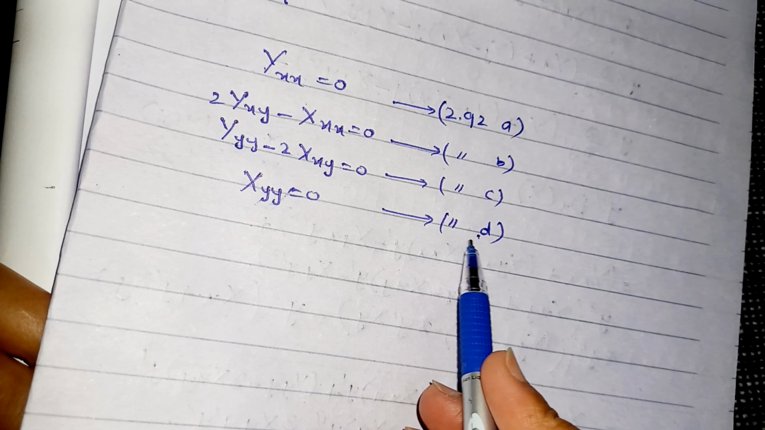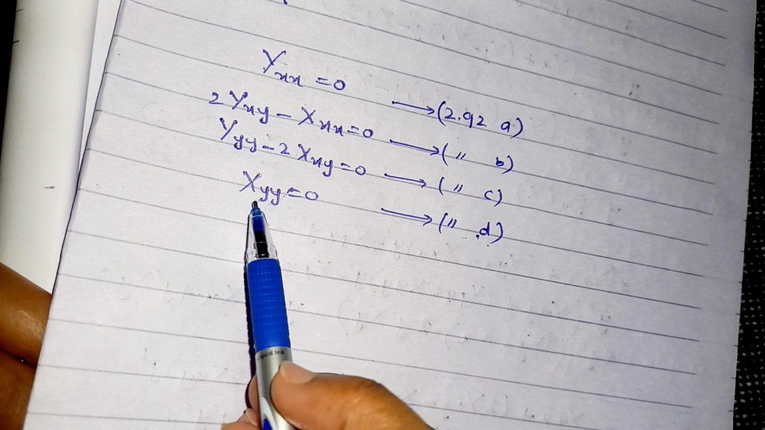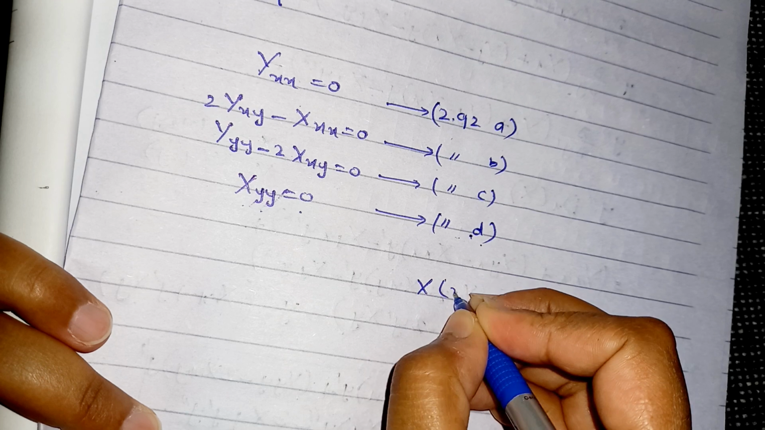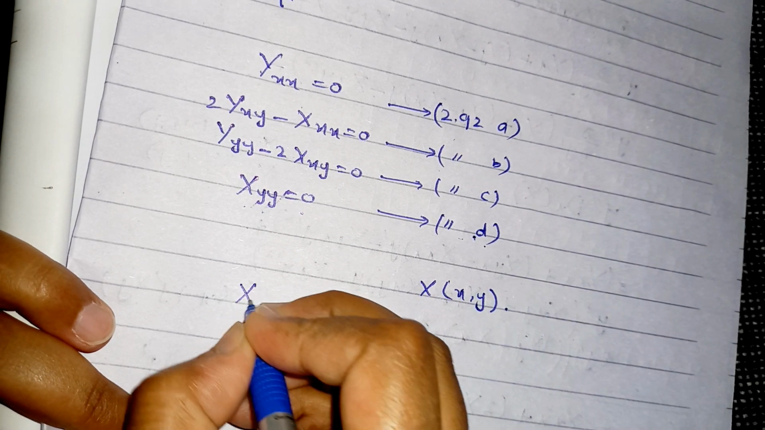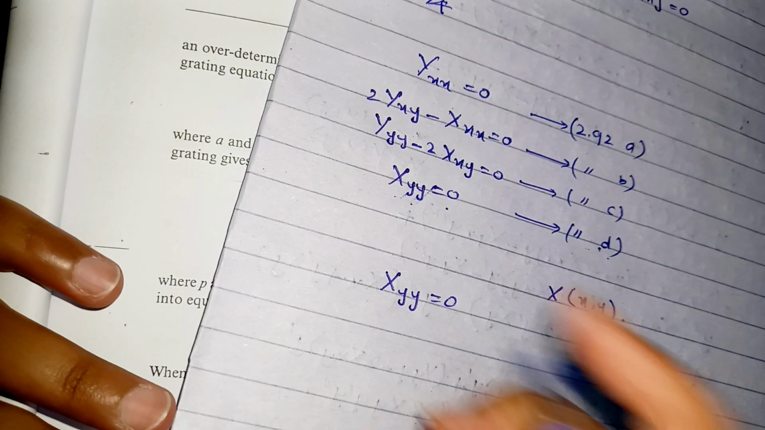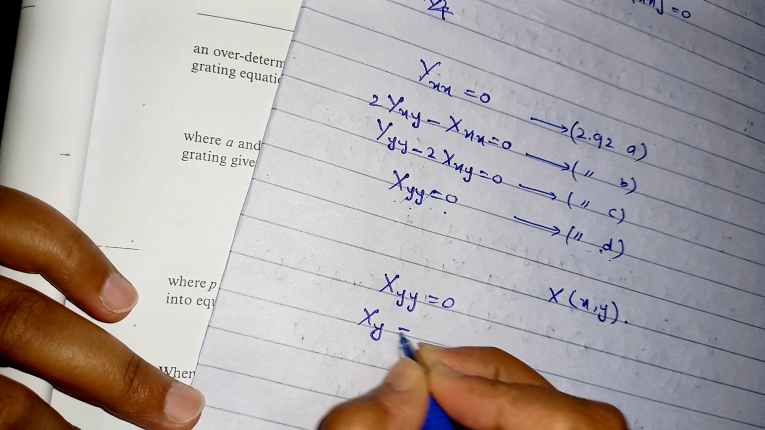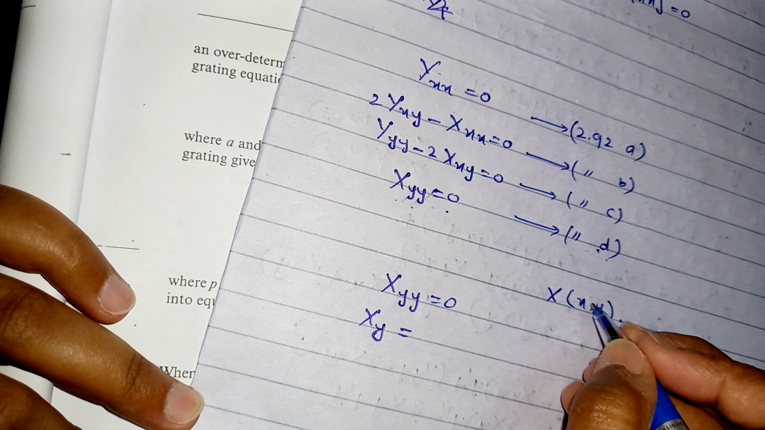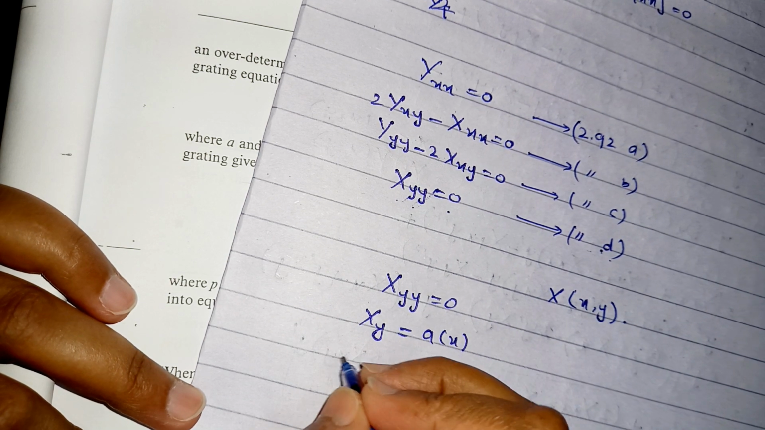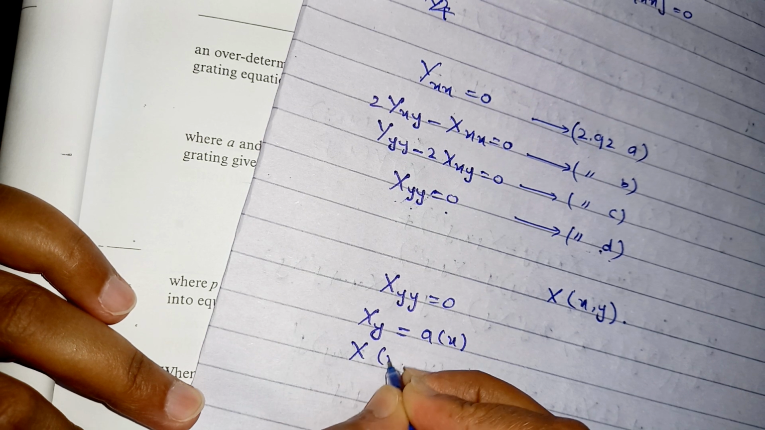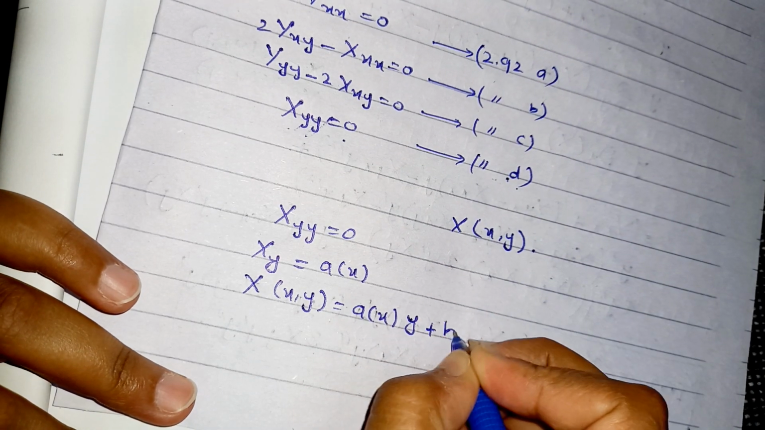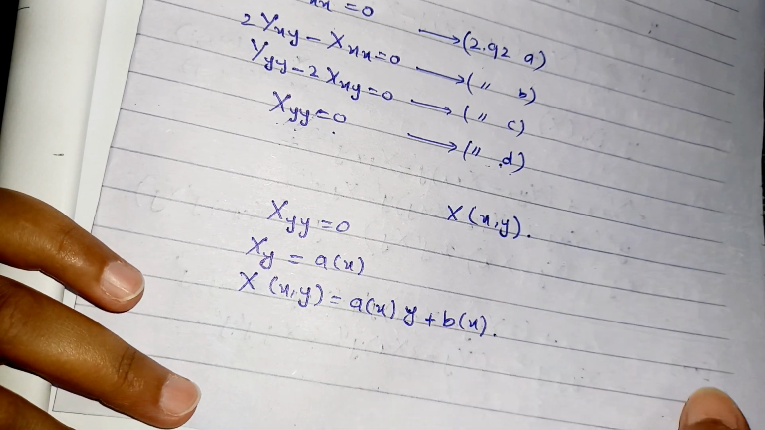Okay, now students, integrating equation number 2.92d, that is x of yy that is equal to 0. Now students, as you know, x is a function of two variables like x and y, and you want to integrate it with respect to y, then definitely what you will get over here, like if you integrate with respect to y first, then you will get a constant of the function x, let's say you will write here a of x. Okay, and if you integrate it further, then you will get x of xy as a of x is treated as a constant into y plus the function of x, that is b of x.